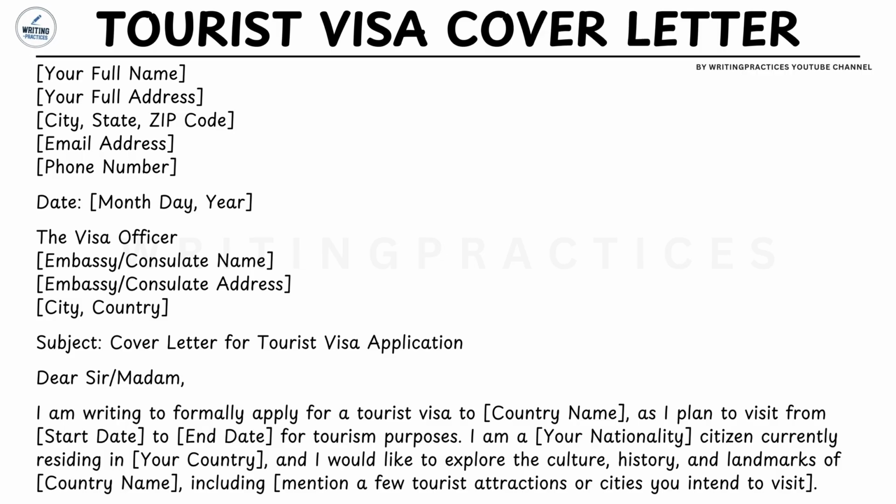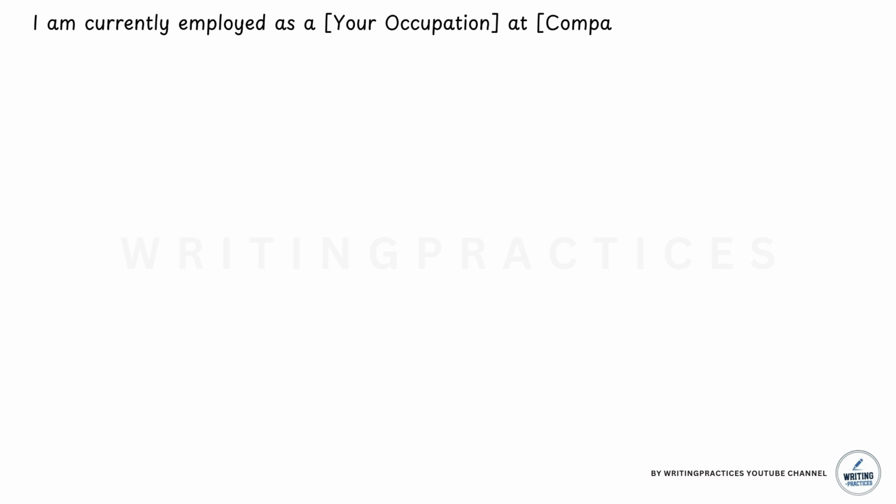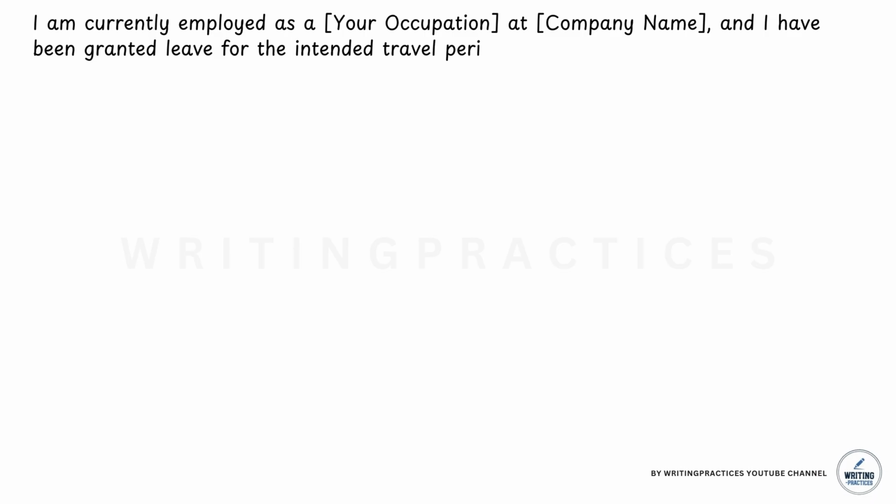It shows that your intention is tourism, not work or immigration. Be honest, and if possible, include specific attractions or cities. This shows that your trip is well planned and genuine. Second paragraph, proving ties to your home country. The next paragraph is all about demonstrating that you have strong reasons to return home after your trip. You want to show that your visit is temporary.